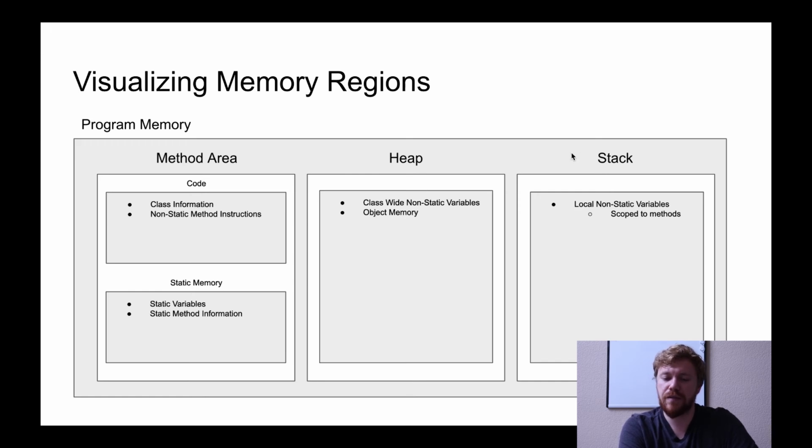And then there's the stack. So the stack is your local non-static variables, basically scoped to methods. So every time you declare and initialize a variable inside of a method, that variable goes onto the stack. And when you leave that method, that variable leaves the stack. That's why if you create a variable inside of a method, you can't access that variable in a different method.